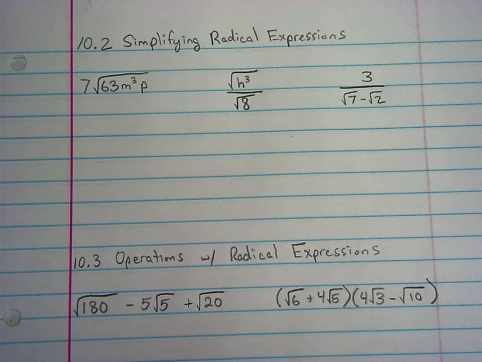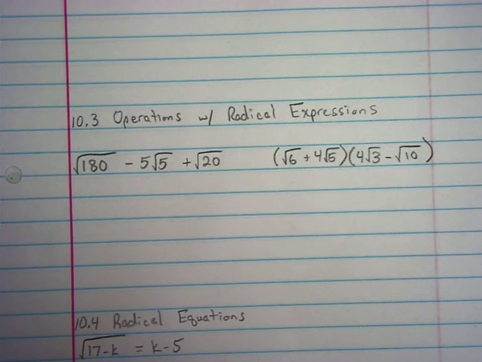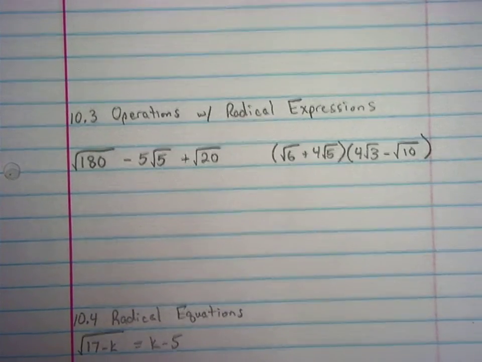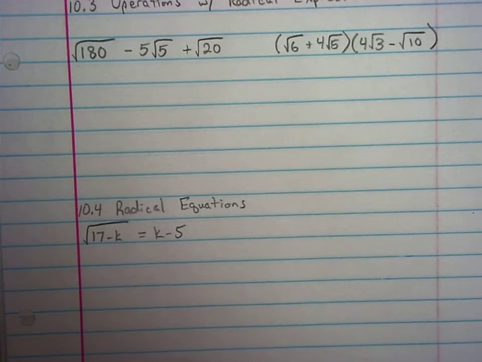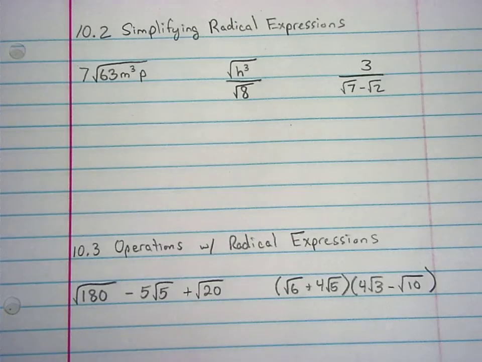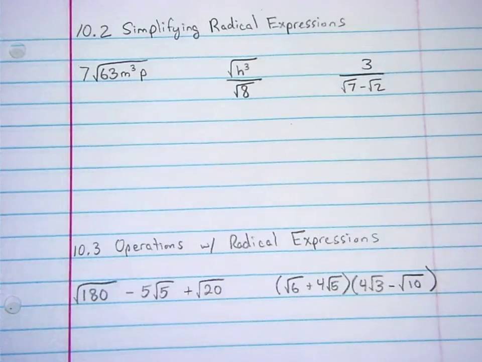Alright, this is Mr. T, and I have some example problems here that I'm going to do for my Algebra 1 class. They are problems from 10.2, which is simplifying radical expressions, 10.3, operations with radical expressions, and 10.4, radical equations. So we're going to be solving radical equations. Alright, so let's start with 10.2 first.